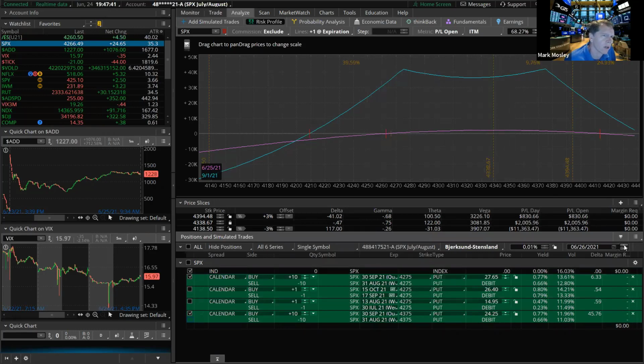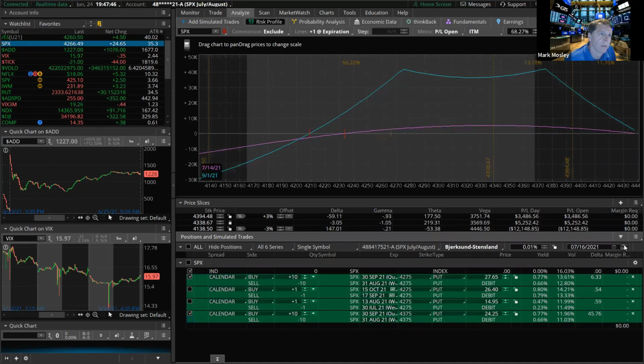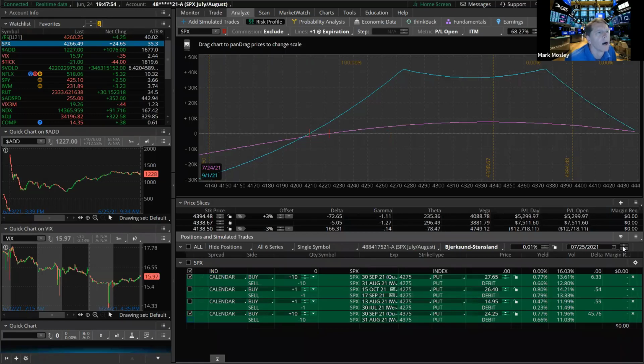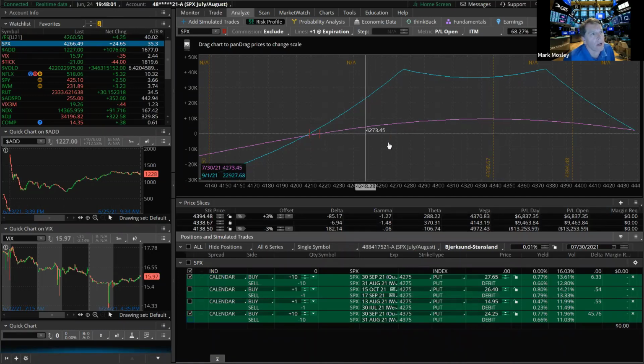I'm just going to simulate the passage of time here. Notice how, as time goes by, we're building profit in this trade, and our break evens are expanding both to the upside and the downside, which is a great thing. It gives us an even larger range, which I call the range of comfort. We want to stay really in the middle of this thing. If we could stay between our two strikes, that's great, but we don't want it falling off the bottom here.